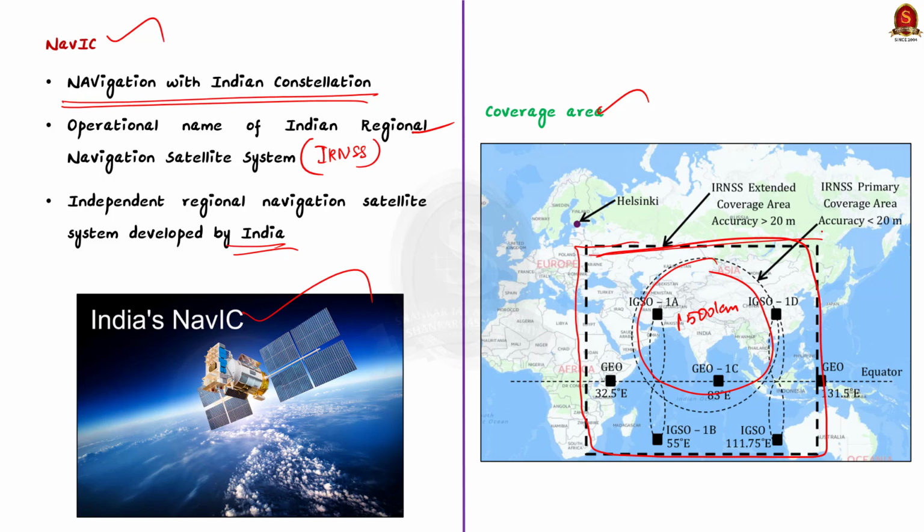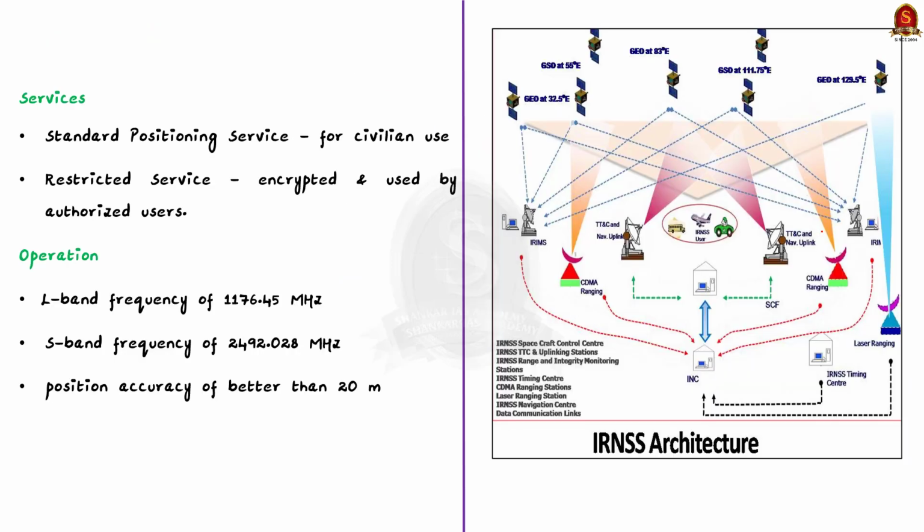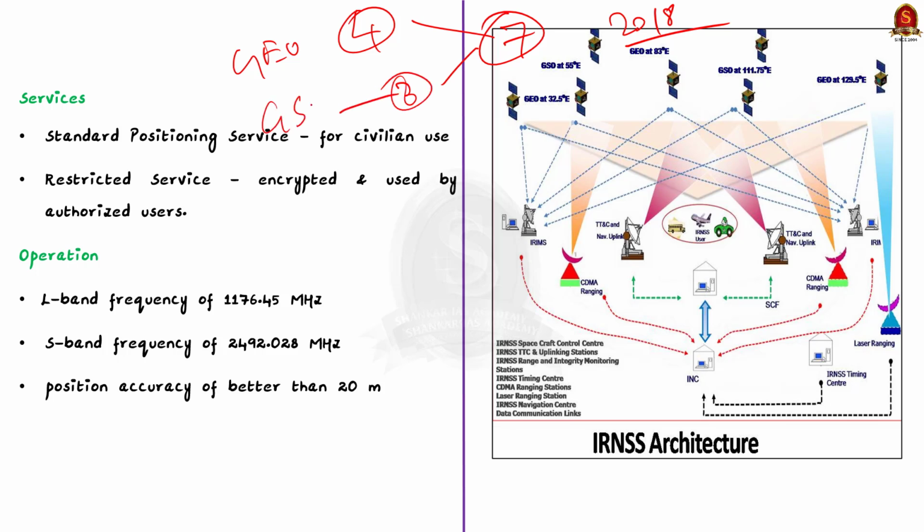Secondly, let us see about the satellite system. The constellation currently consists of 7 satellites that have been in orbit since 2018, with an additional satellite on the ground as standby. Out of the 7 satellites, 4 of them are located in geostationary orbit (GEO), and the remaining 3 satellites are in inclined geosynchronous orbit (GSO). I have given the satellites in this table. Just give it a glance.